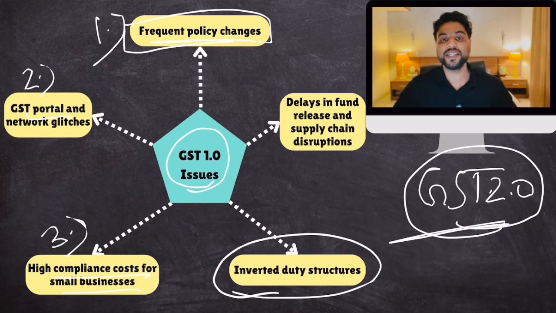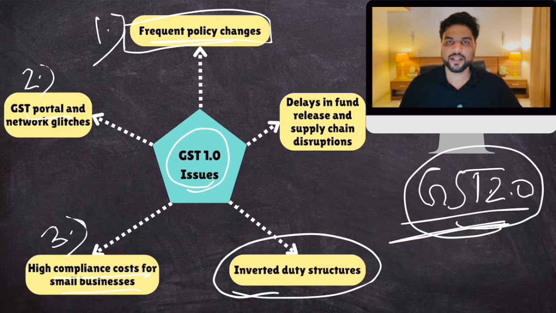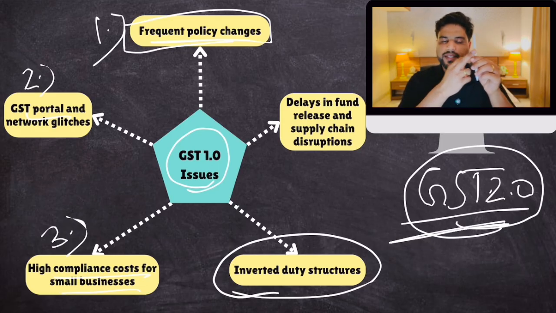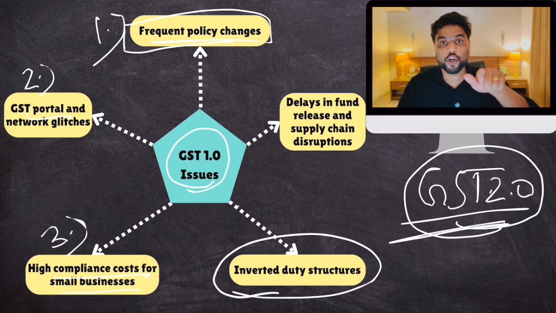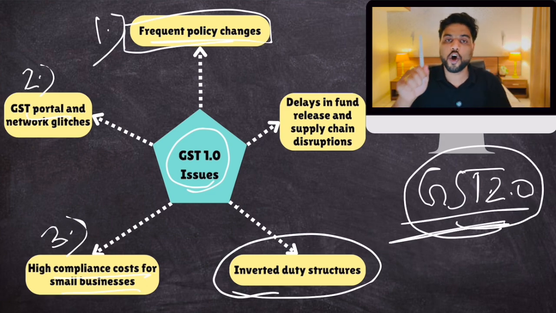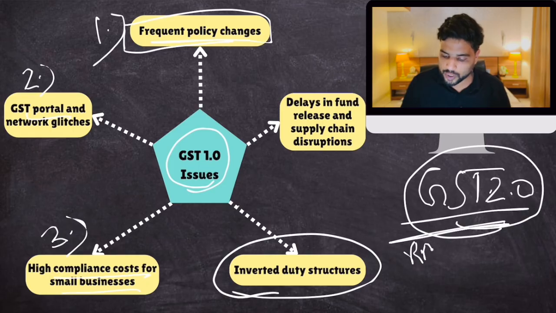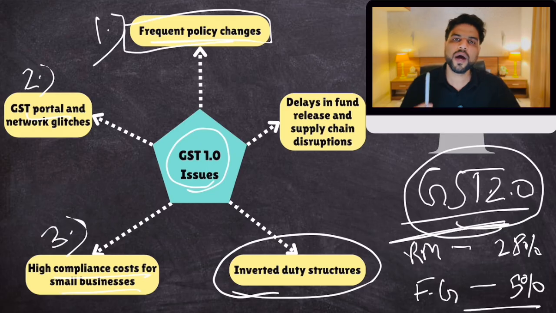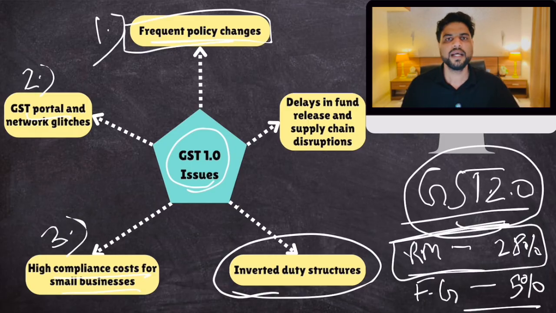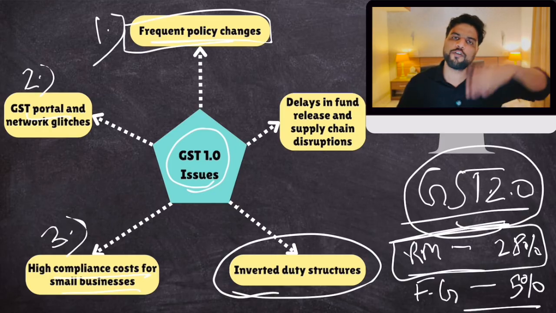Then inverted duty structure. Well, what do you mean by inverted duty structure? Inverted duty structure means that you take raw material, let's suppose plastic, and then you make a final good, pen. Raw material plastic, final good pen. The tax on raw material was more than the tax on the final good. So on raw material, let's suppose the tax was 28% and the tax on the final good was 5%. That means if you are manufacturing this pen in India, you will buy raw material. That will make it expensive for you to make this pen because you have to pay so much tax on raw material. It is better that you import this pen directly from abroad.